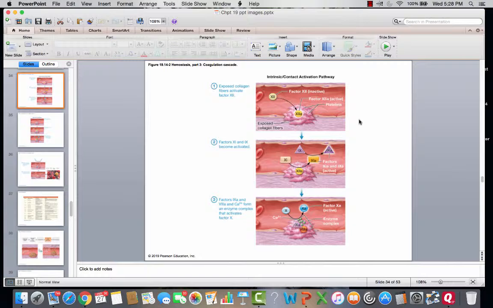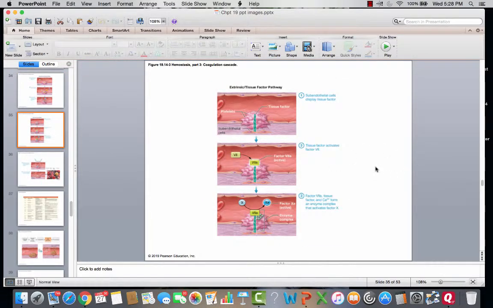Again, I'm not going to make you memorize the clotting factors, but I want you to have an appreciation for the fact that all of these factors are involved in the eventual formation of a clot. The other very important thing in clot formation is calcium. Calcium is an important player in the formation of a clot.